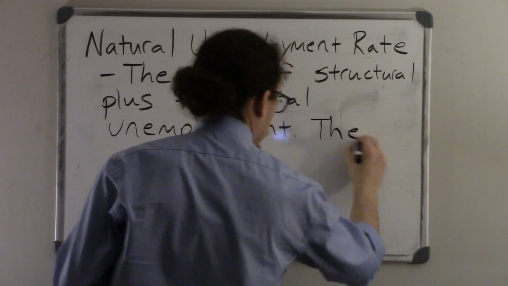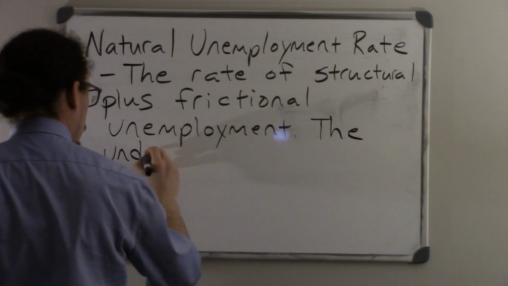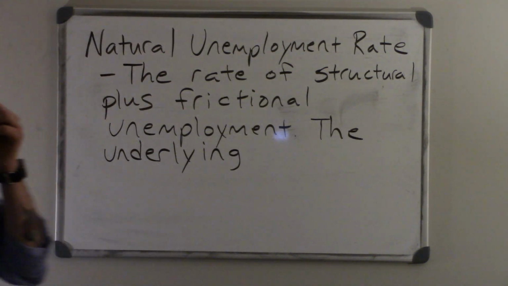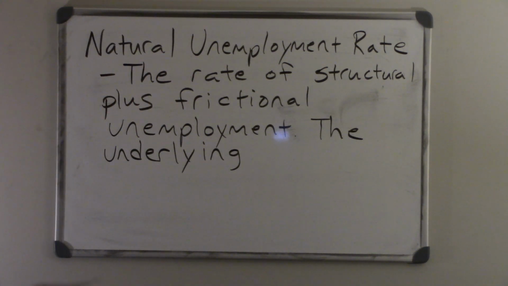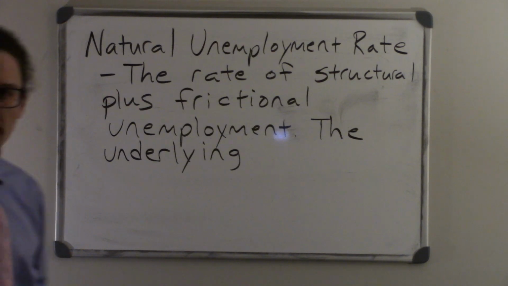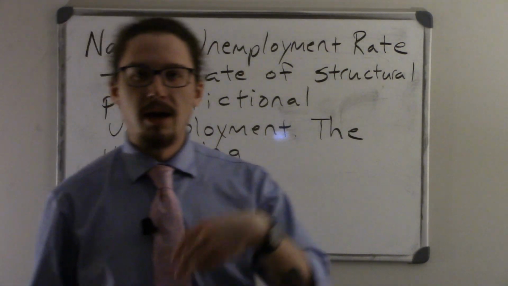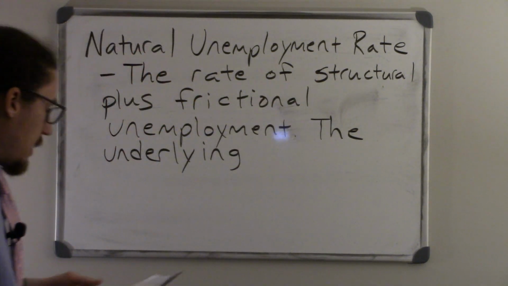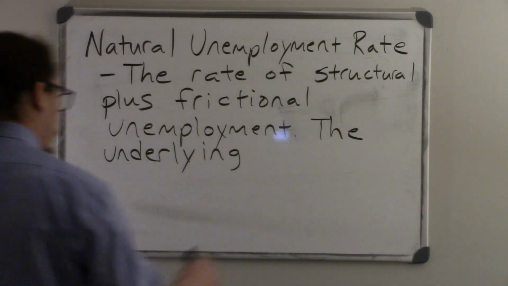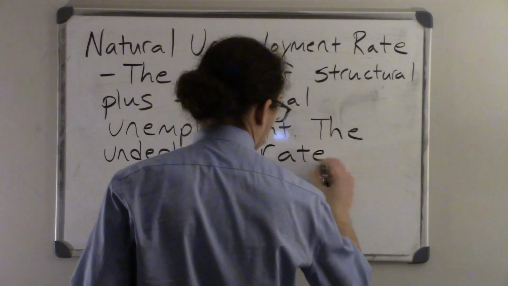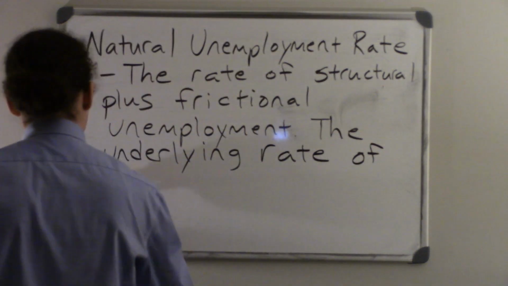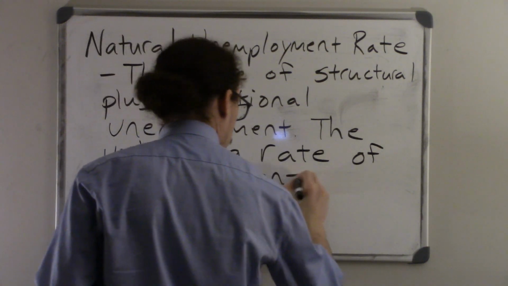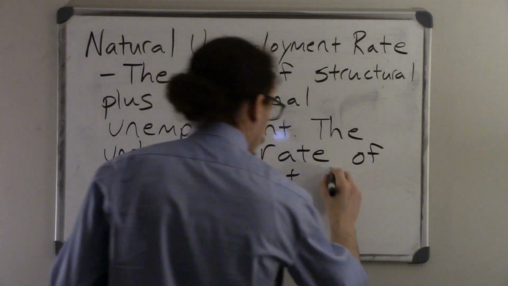This is also considered the underlying rate of unemployment. So essentially all we're saying with the natural unemployment rate is we're just not including that cyclical unemployment. We're not including that unemployment that correlates with the business cycle. So this is the underlying rate of unemployment that changes slowly over time.